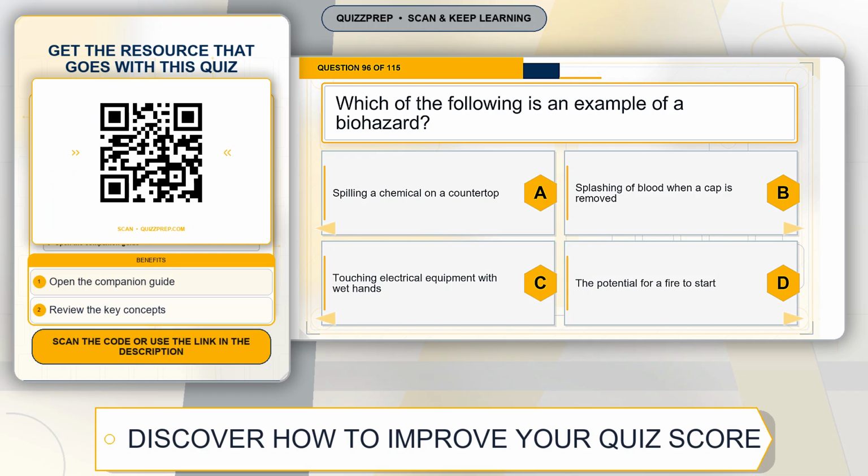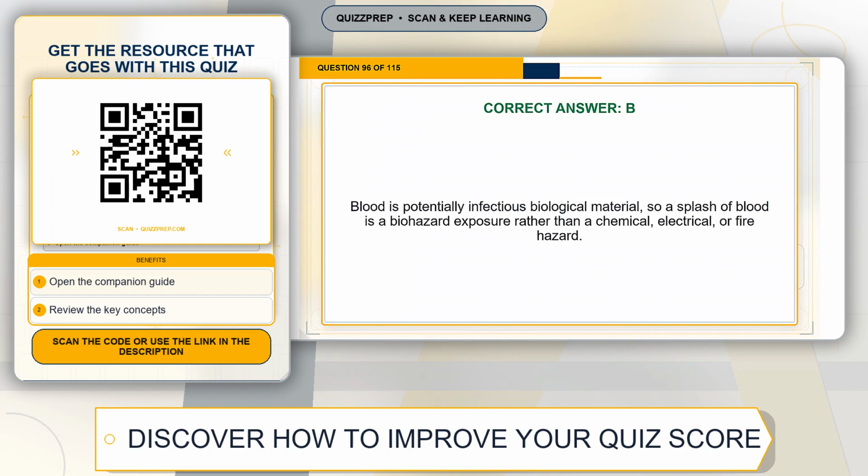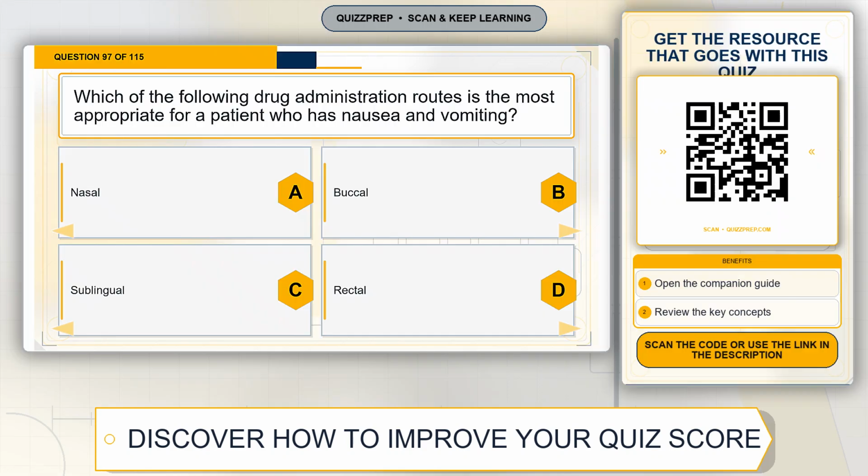Question 96. Which of the following is an example of a biohazard? Option A, spilling a chemical on a countertop. Option B, splashing of blood when a cap is removed. Option C, touching electrical equipment with wet hands. Option D, the potential for a fire to start. The correct answer is option B, splashing of blood when a cap is removed. Explanation. Blood is potentially infectious biological material, so a splash of blood is a biohazard exposure rather than a chemical, electrical, or fire hazard.